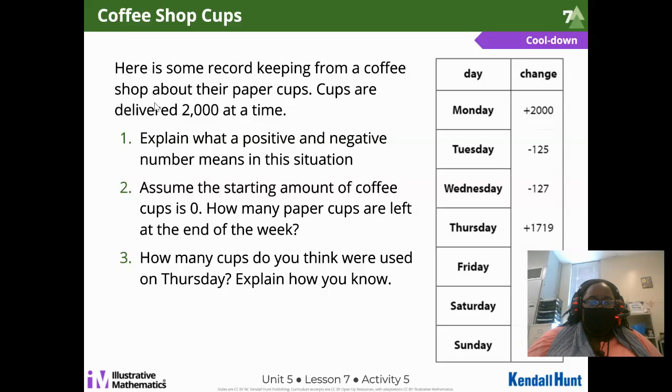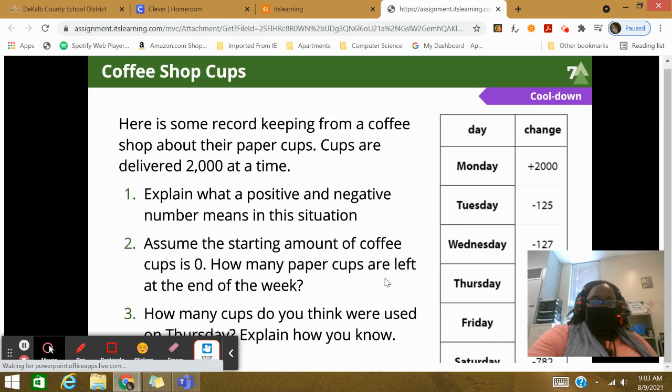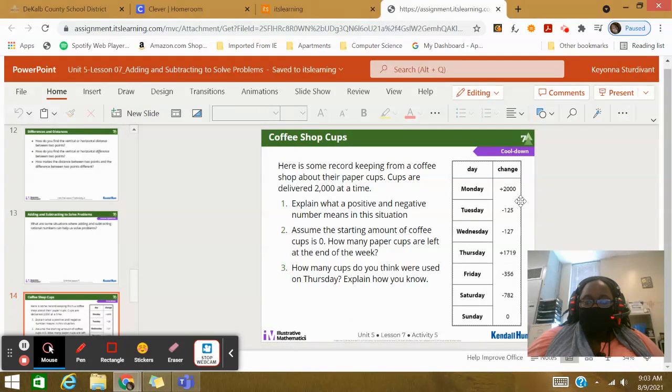Finally, the cool down. It says here some recorded keepings from a coffee shop about their paper cups. Cups are delivered 2,000 at a time. Here we're looking at the coffee shop and the chart, Monday through Sunday, and they're asking what happened. Remember, we're starting off with 2,000 here, and then every time it changes. You're looking at paper cups, so what does the positive mean and what does the negative mean in relationship to the paper cups?